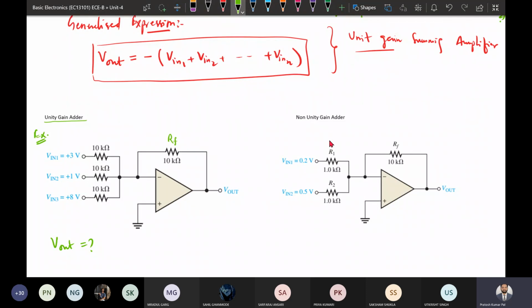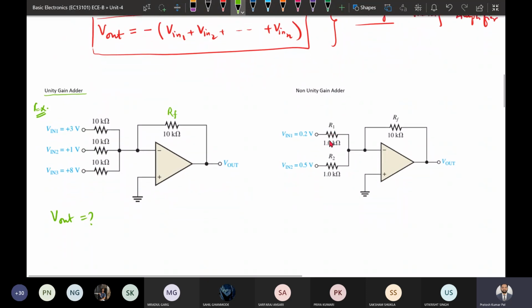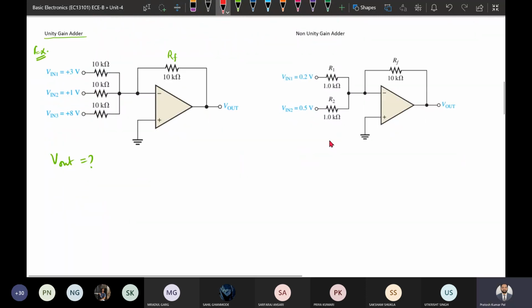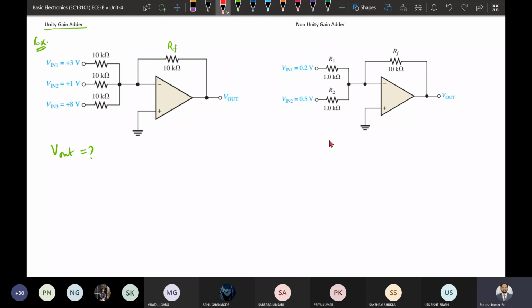The formula that we have just gone through, and even the concept of it, what will be the output? Minus 12. V output is coming out to be minus 12. Okay, anyone else?